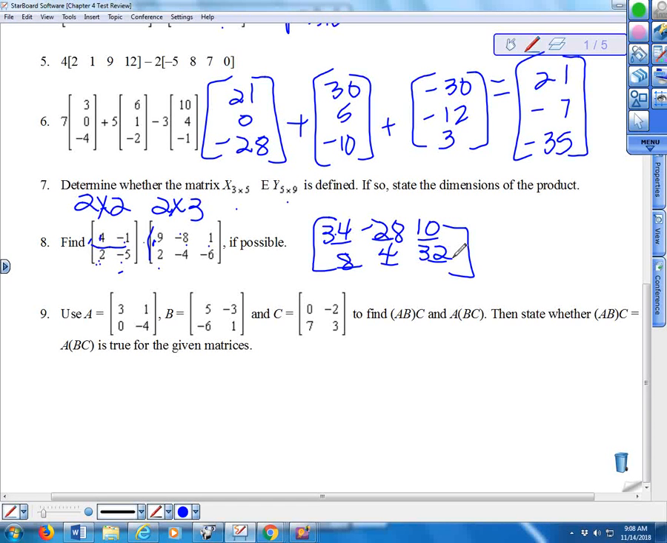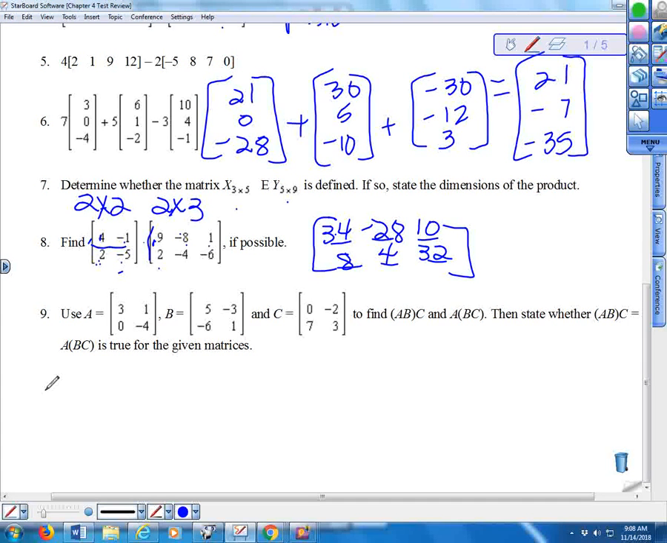Okay. We were allowed to use a graphing calculator on this one. All you do for the graphing calculator is plug in A, in the edit, plug in B, and then on a clear screen, just take A times B. But let's do it without for practice.